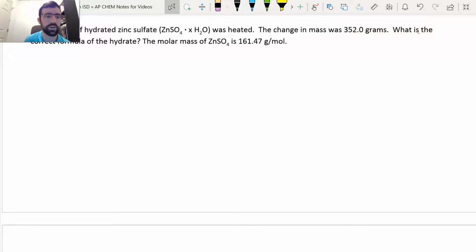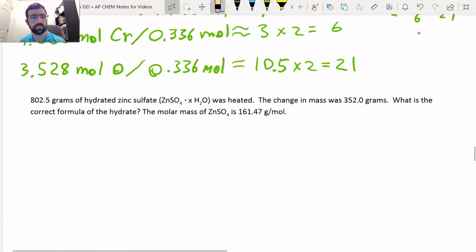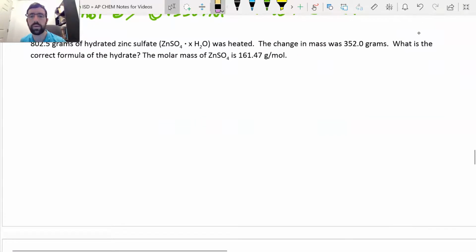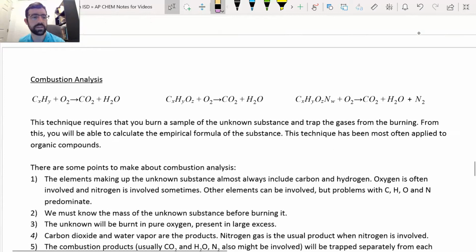Go down a little bit farther. 802.5 grams of hydrated zinc sulfate was heated. Let's back up. Here's another example. We could probably go through this one together in class, so I'm going to skip over that, and we'll see if we can go through that in class.